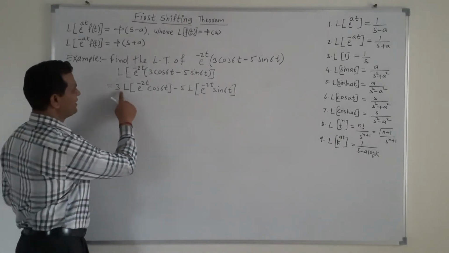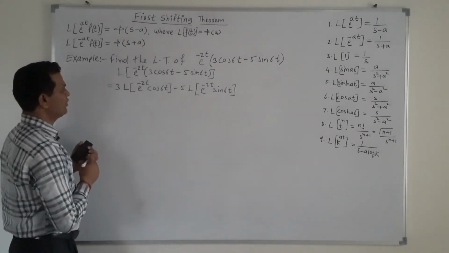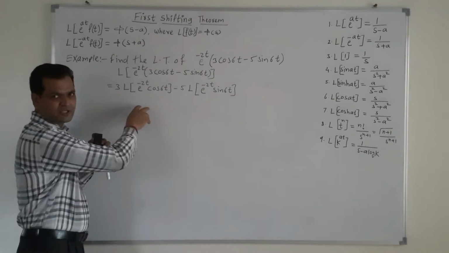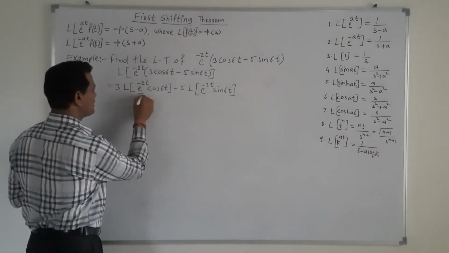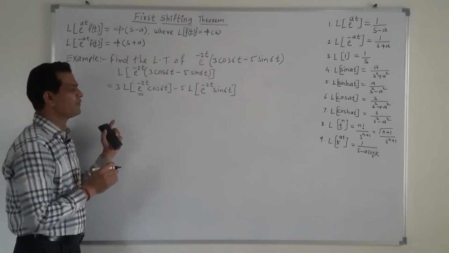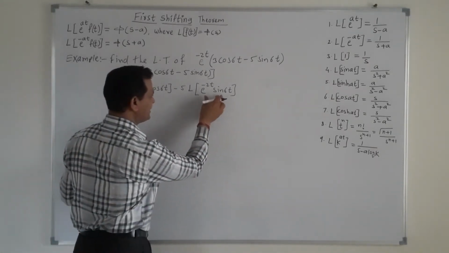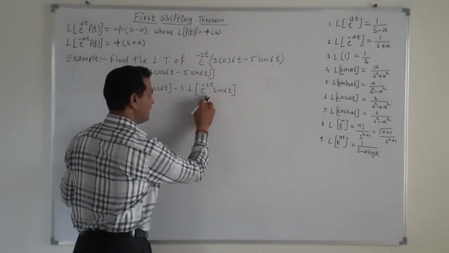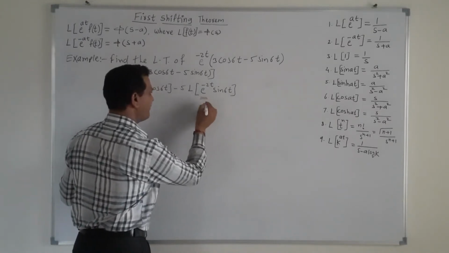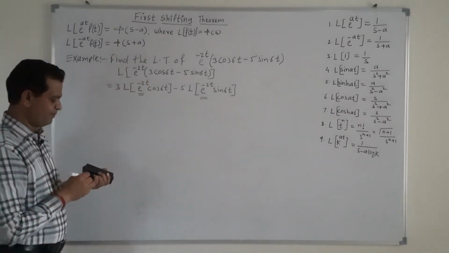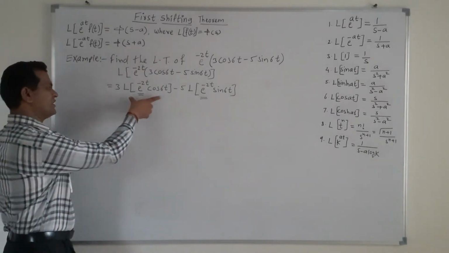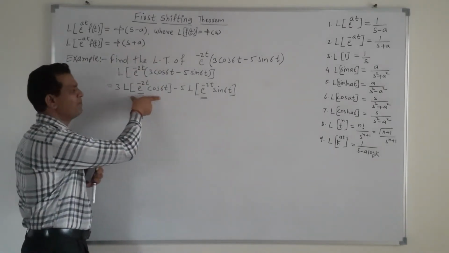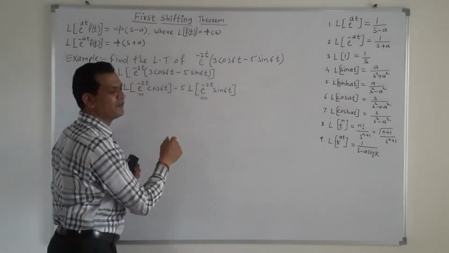Now observe that this 3 and minus 5 is constant. To solve this, the first term is the product of two terms, and out of these two terms, the first is an exponential function. Again, the second term is the product of two terms, and one of them is an exponential function. So here we can use the first shifting theorem. Use the first shifting theorem separately for this term and separately for the second term.